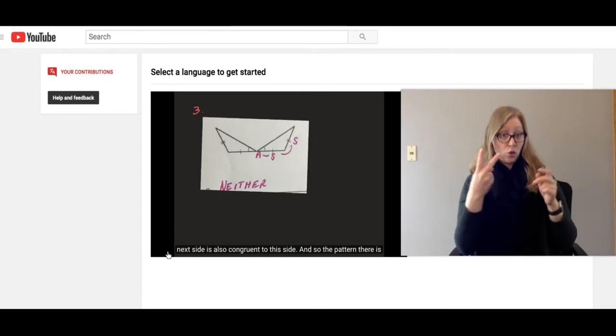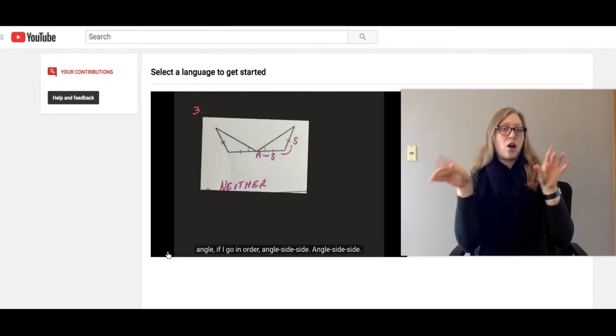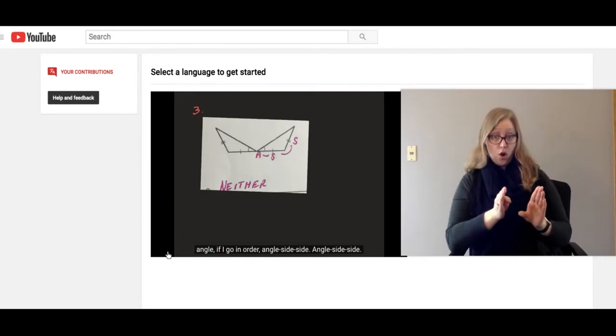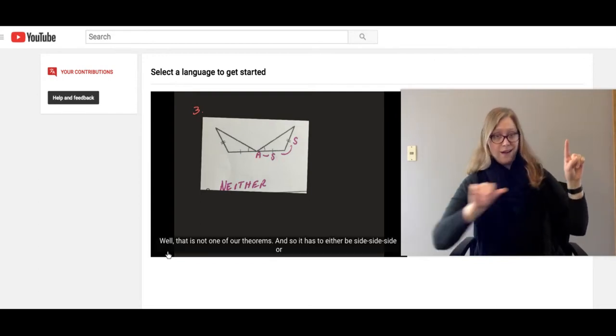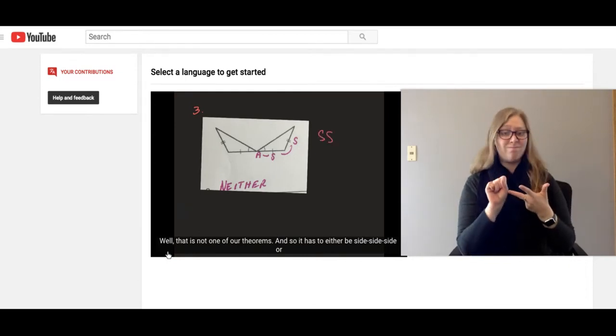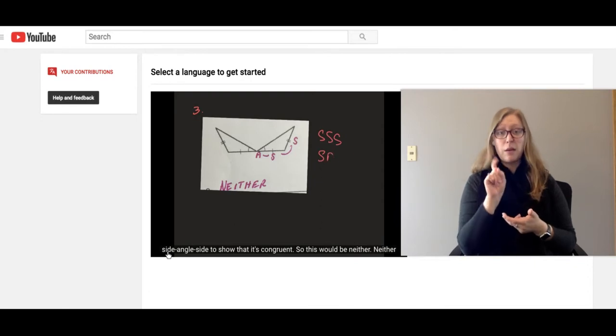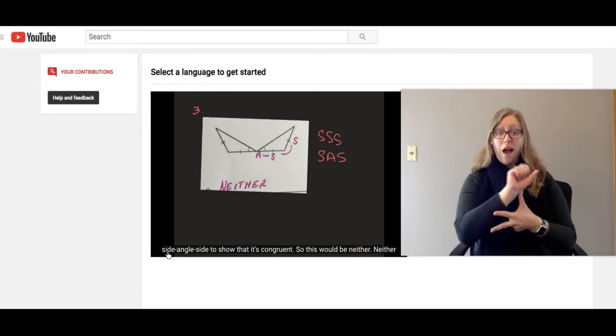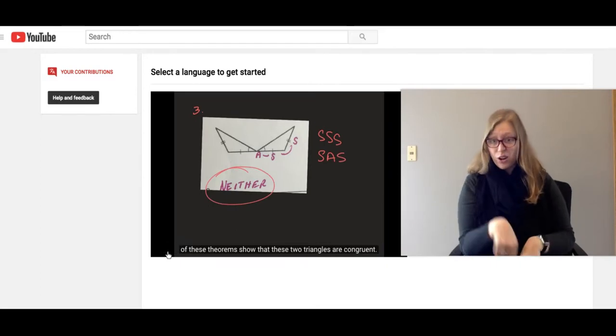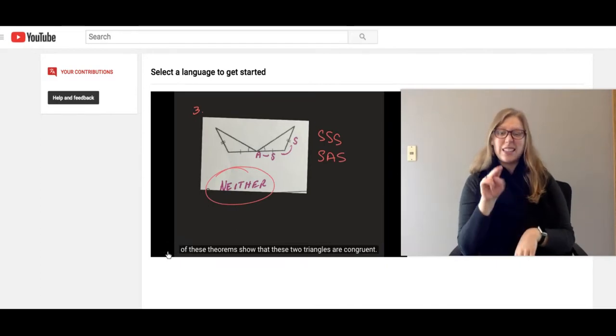And so the pattern there, if I go in order, is angle, side, side. Well, that is not one of our theorems. And so it has to either be side, side, side, or side, angle, side to show that it's congruent. So this would be neither. Neither of these theorems show that these two triangles are congruent.